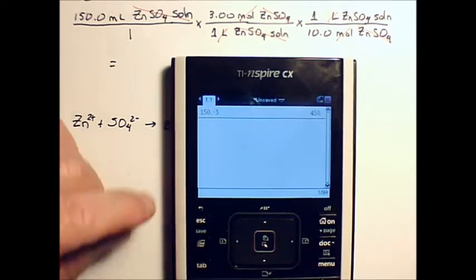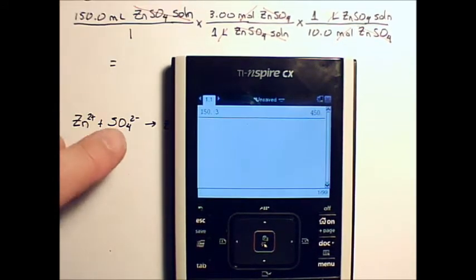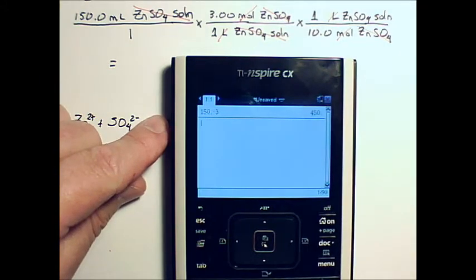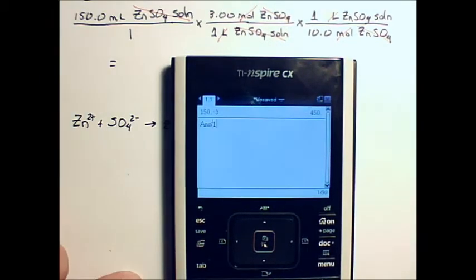All right, so we're going to multiply the two top numbers by each other, and then we're going to hit enter, and then we're going to take that number and divide by the number on the bottom, 10.0.